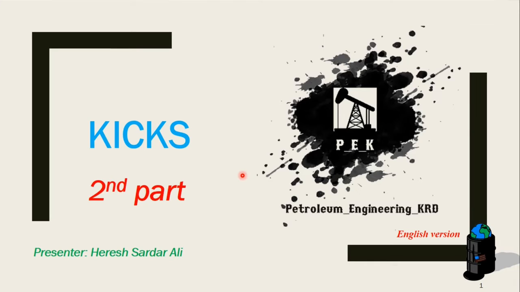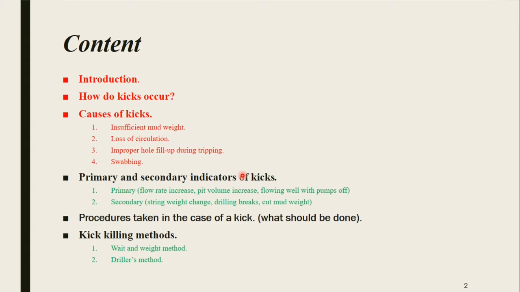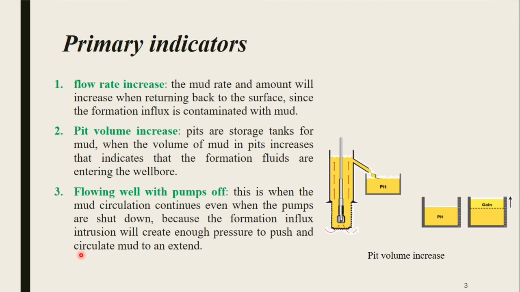Welcome back, everyone. This is the second part of the lesson, kicks and their occurrences. Through the first part, we gave an introduction to kicks and talked about the occurrences and causes of kicks. Today we'll be talking about some indicators of kicks and what should be done in case of a kick. And then finally, we'll be talking about how to kill a kick. Alright, so let's get started with the lesson.